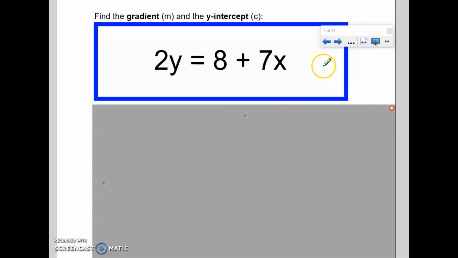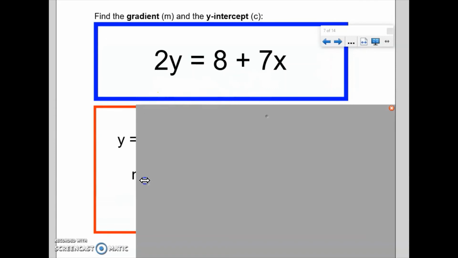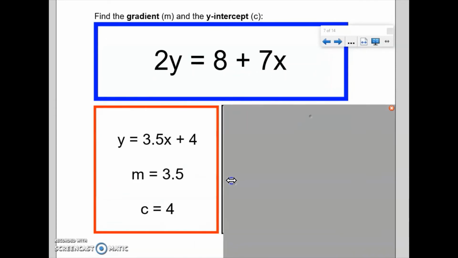Okay, welcome back. This is what your answer should look like. We're dealing with two y's, so we're going to divide everything by 2. That's going to leave us with 3.5 as the coefficient of x, 3.5. Then we need to put it in the order y equals mx plus c. So once I've divided by 2, my 3.5x and my 4, we just put them in the correct order.